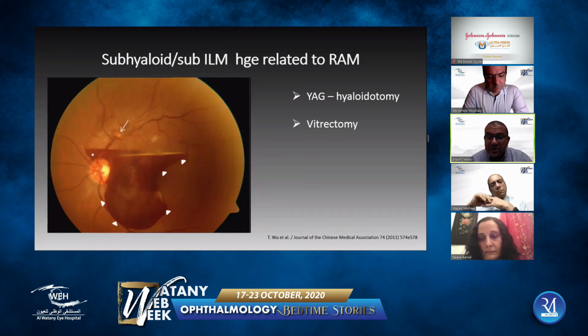And within this circle, you go with a 50 micron argon laser, and you go high with the power, like 800 or 900, and then you go there so that you puncture the ILM and the blood. So if you don't have a YAG laser, you can do it again with the argon laser.